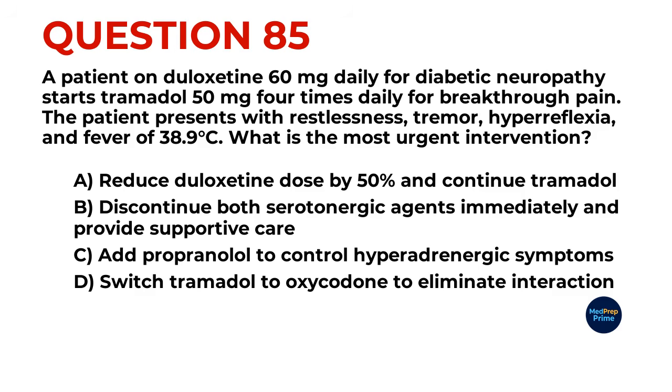Option A, reduce duloxetine dose by 50% and continue tramadol. Option B, discontinue both serotonergic agents immediately and provide supportive care. Option C, add propranolol to control hyperadrenergic symptoms. Option D, switch tramadol to oxycodone to eliminate interaction.